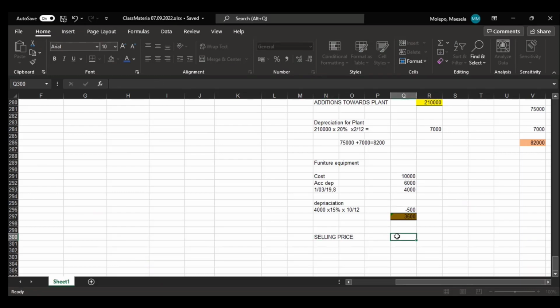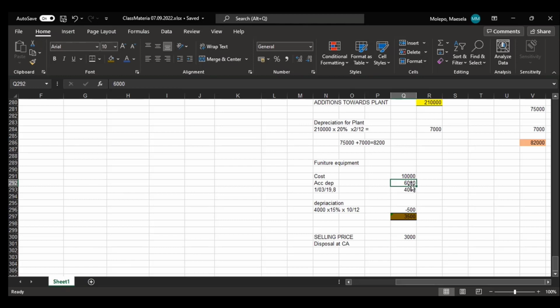Oh, so the disposal is the depreciation for the year, and then plus... No. I will explain everything. You're going to mislead yourself. The selling price is 3,000. Disposal at carrying amount is 3.5. This is what we calculated.